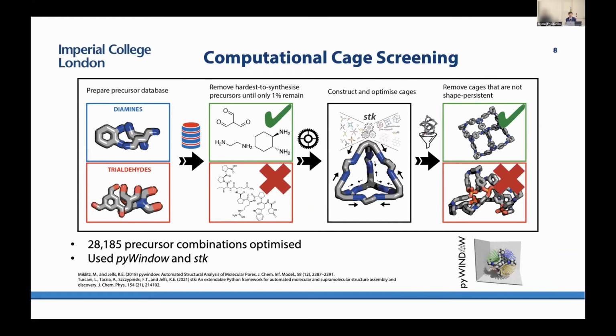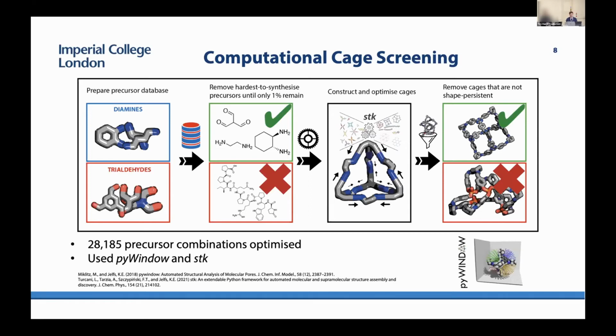And then we built our cages using a software package developed in the group, the Supramolecular Toolkit, or STK. And so STK builds these cages by placing precursors on predefined vertices corresponding to a cage topology, and cheminformatically building the bonds between them based on the dynamic covalent chemistry reaction you're trying to create. And so in this workflow, we focused solely on diamines and trialdehydes and a single topology.